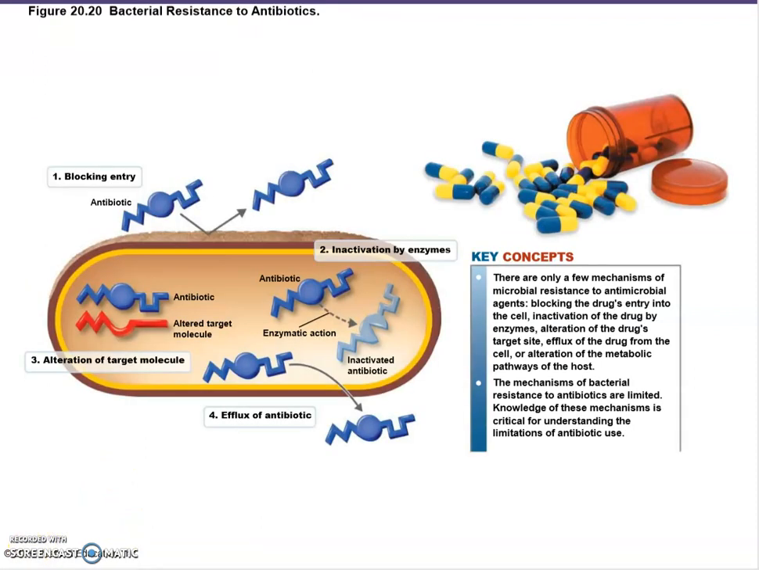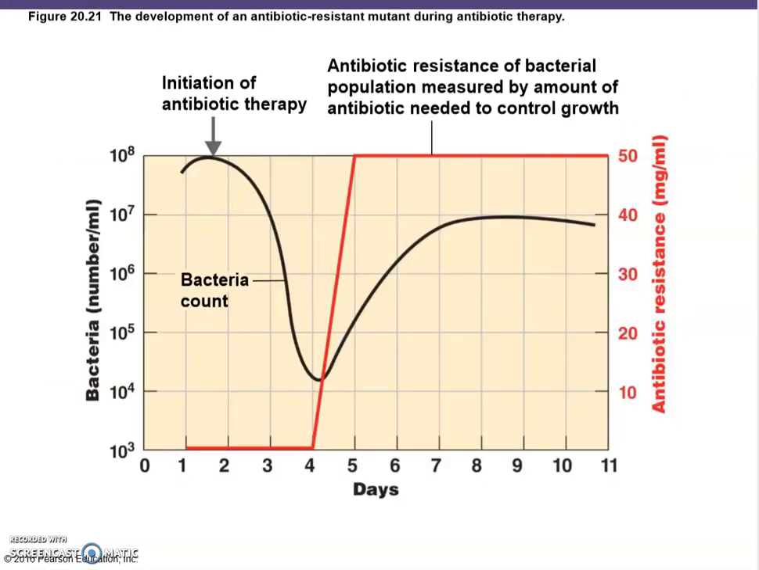So this slide here shows you the various mechanisms of resistance to antibiotics that bacteria can develop. Number one, they can block the entry. They can inactivate the drug by using enzymes. They could alter the target molecule for the drug. They could kick out the antibiotic, so efflux, just kick it out. Those are the main mechanisms.